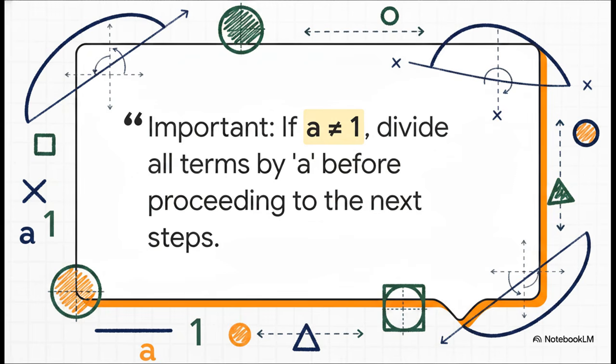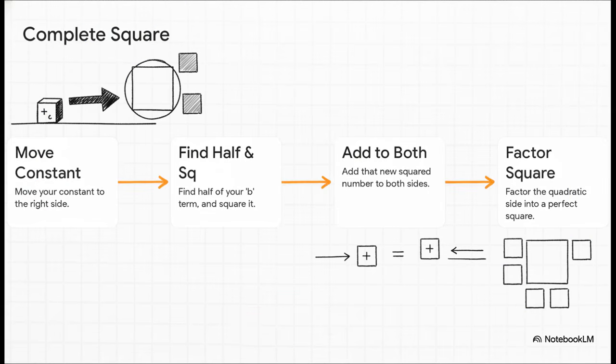Do not skip this step. If you forget to clear out a coefficient at the front of your squared term, the entire subsequent process is going to collapse on itself. Assuming a is indeed 1, here's how we perform this kind of mathematical alchemy. First, move your constant to the right side of the equal sign. You're effectively leaving a deliberate blank space on both sides of your equation.